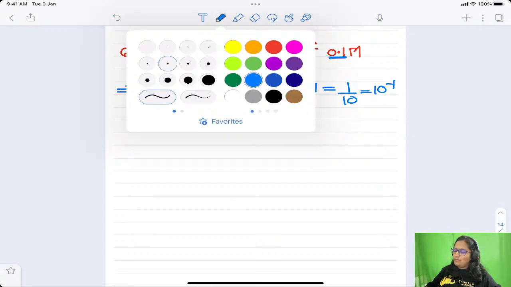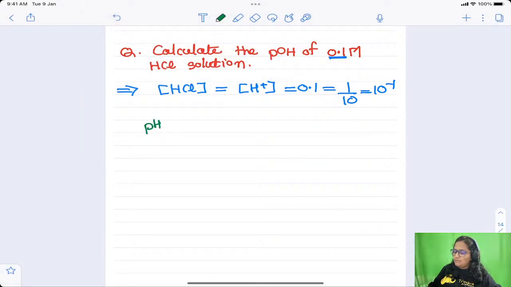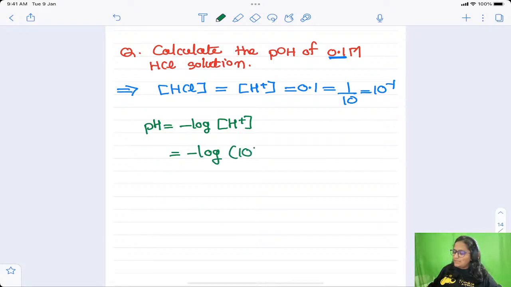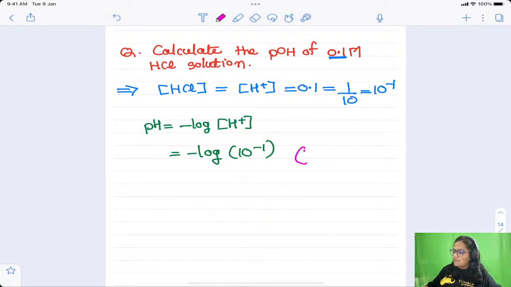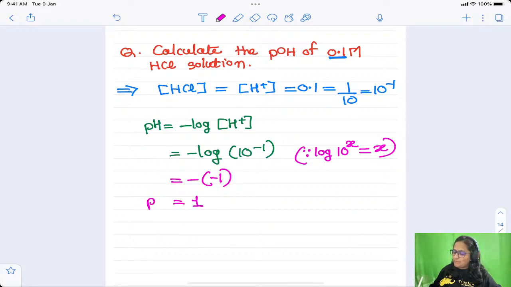We know the formula for pH: pH is equal to negative log of H plus ion concentration. Therefore pH is equal to negative log of 10 power minus 1. Here one formula I told you in the last class: log of 10 power x is equal to x. Therefore log of this will be equal to minus 1. Minus into minus 1 will become plus 1. So pH is equal to 1.